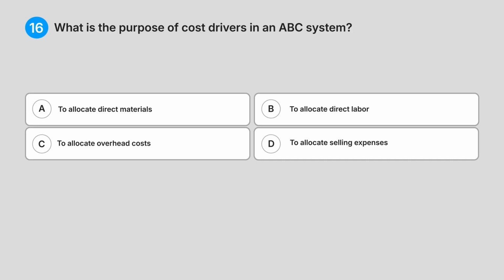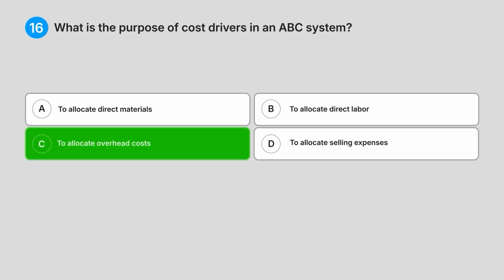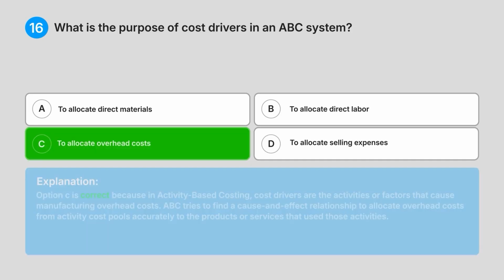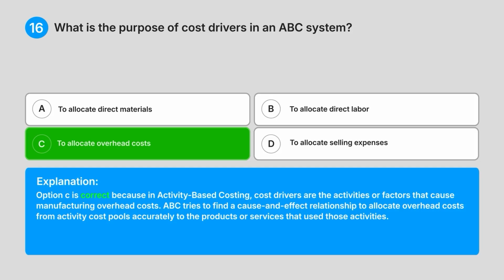Correct answer, C. To allocate overhead costs. Explanation: option C is correct because in activity-based costing, cost drivers are the activities or factors that cause manufacturing overhead costs. ABC tries to find a cause and effect relationship to allocate overhead costs from activity cost pools accurately to the products or services that use those activities.